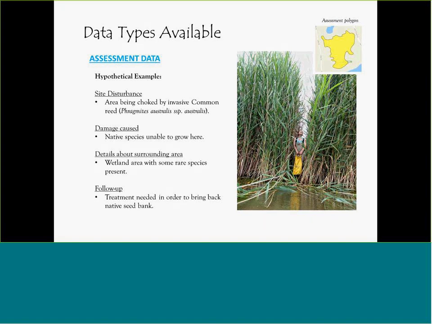Okay, the assessment record essentially is going to outline the area that's being impacted. It's going to talk about the main species that are a threat. So for this example, it's going to be Phragmites, the damage that's being caused, the details about the surrounding area, and what you're going to do next.